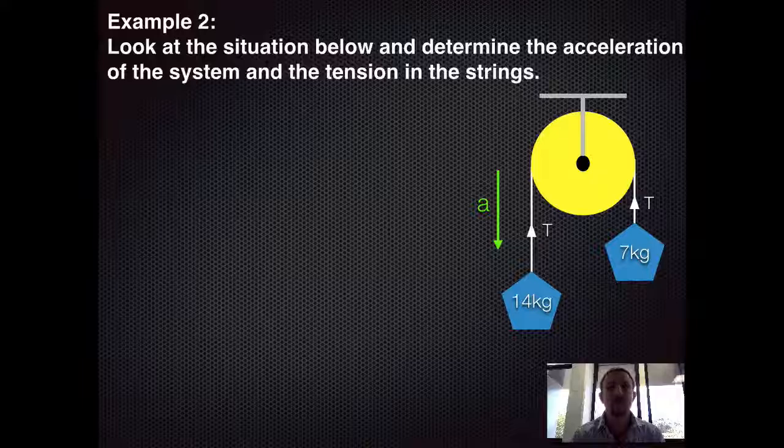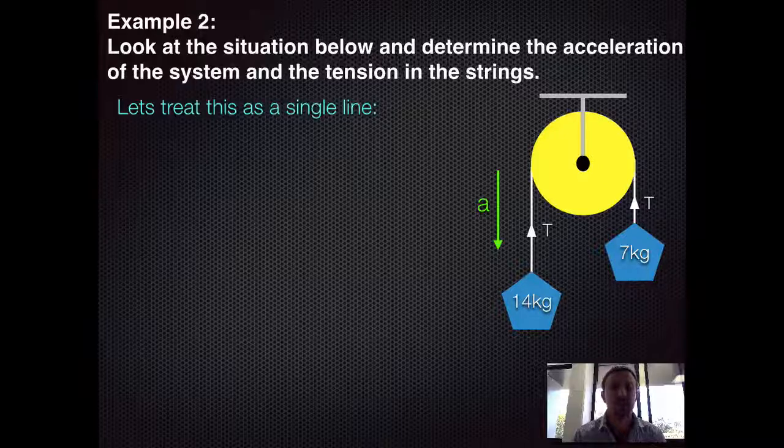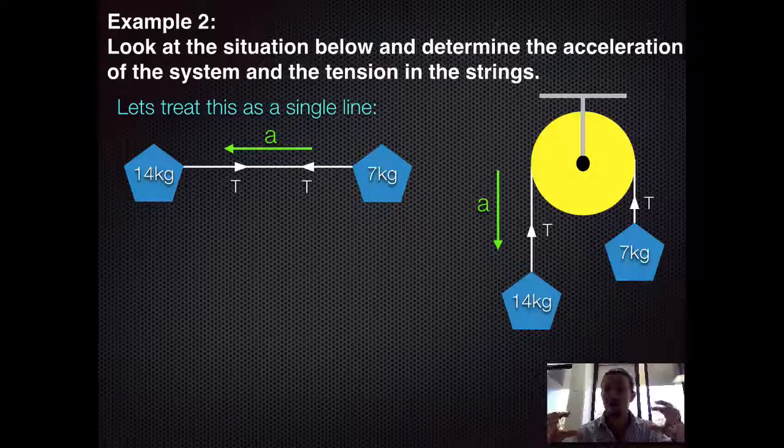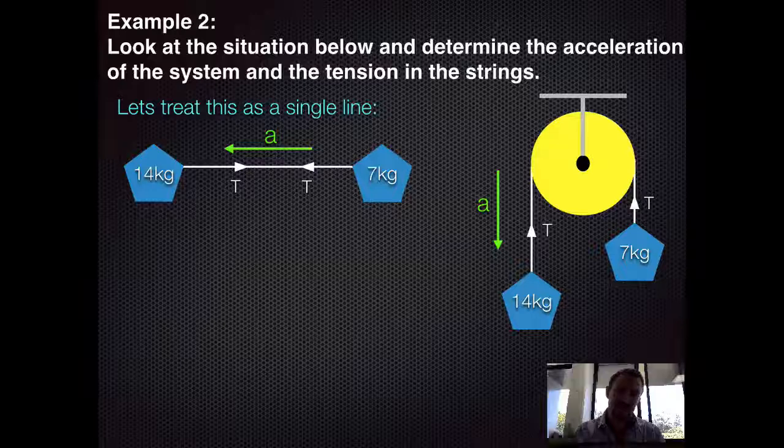And we've got to work out the acceleration of the system and the tension in those strings on this free-flowing pulley system. Now the pulley system is free-flowing, meaning that there's no frictional forces which are generated. So we're going to treat it as a single line. So we're going to be working on the idea that the whole system, the 14 kilogram mass and the 7 kilogram mass, are moving at an acceleration, in this case to the left, but in the system that we've got on the pulley it's acting downwards. We've got the tension forces acting between the two.